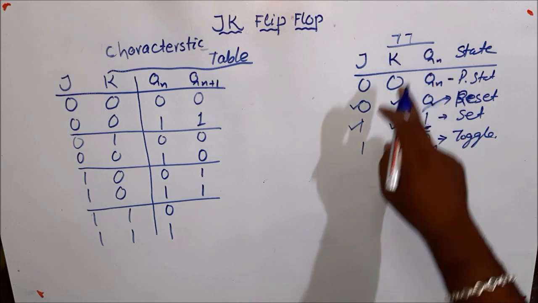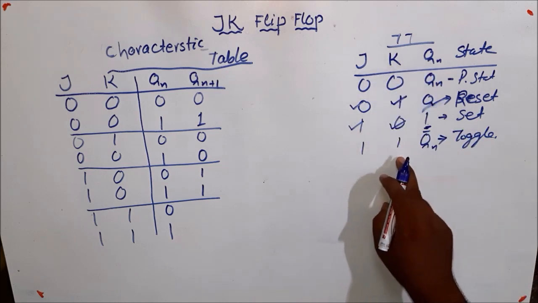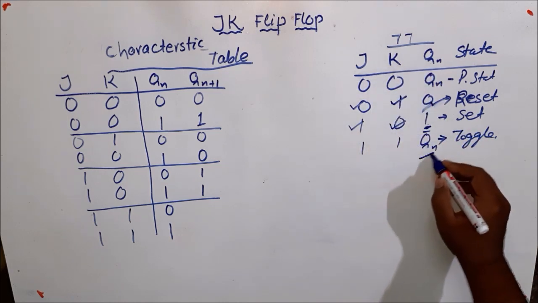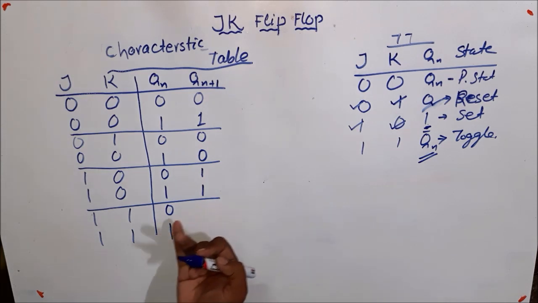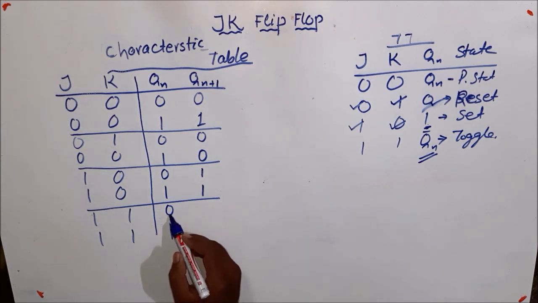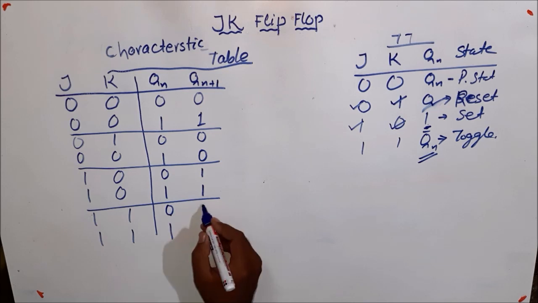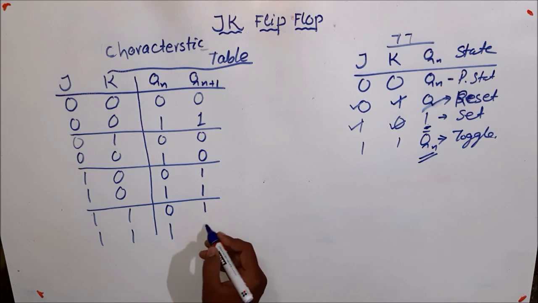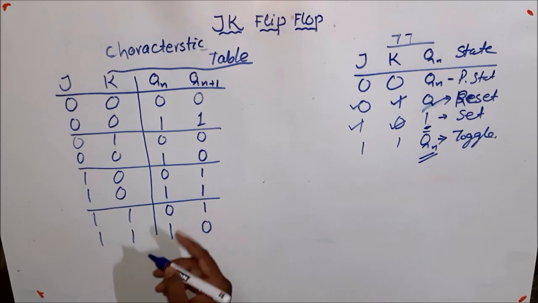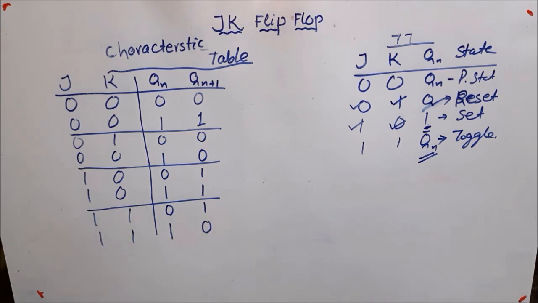From the truth table it is clear that when J and K are 1, 1, the next state will be the complement of the previous state. So here it is the next state, here the previous state. Previous state is 0 here, the complement of the previous state is 1. Here previous state is 1, the complement of the previous state is 0. So this is nothing but my characteristics table.